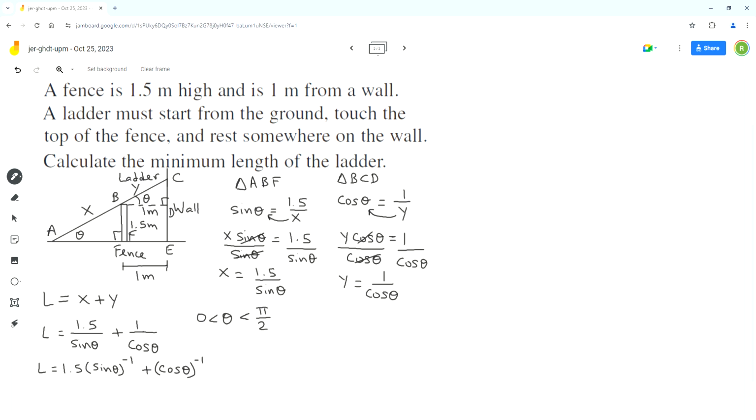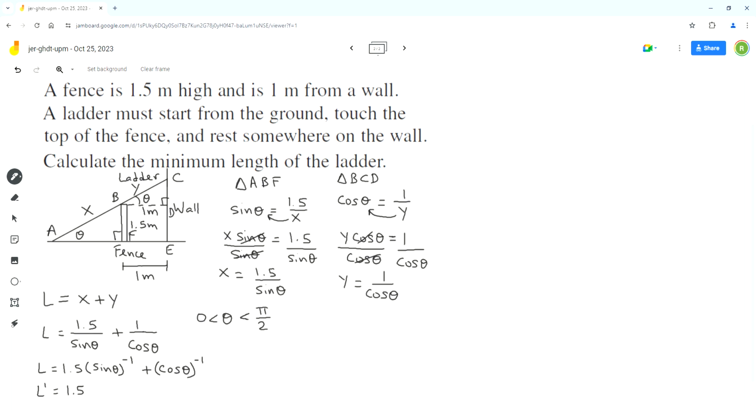Now we can find the derivative using the chain rule. In the first term, 1.5 is the coefficient of the term, so it will stay as it is. Now we have to use chain rule because this term has an inner function sine theta and the outer function is the power function with the exponent -1.